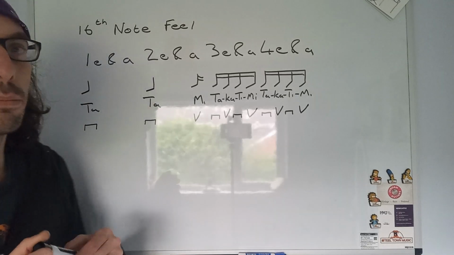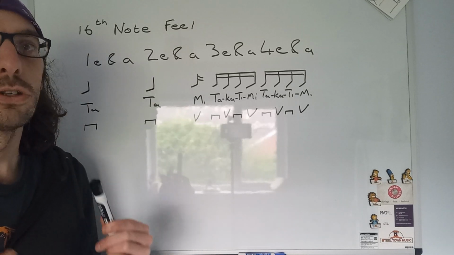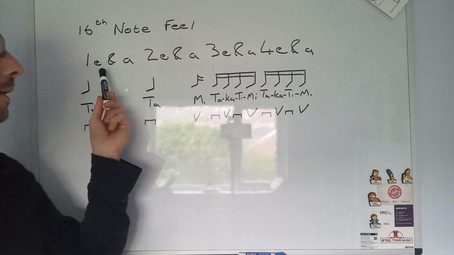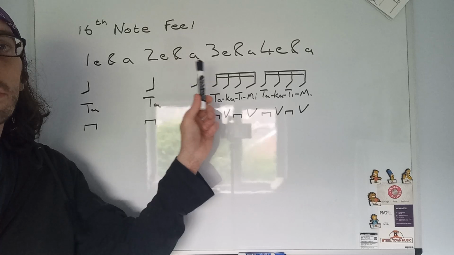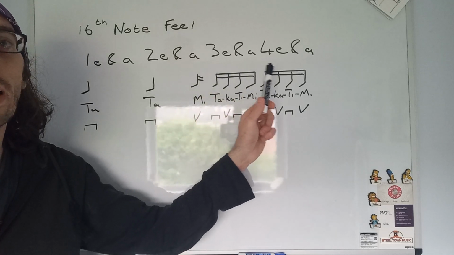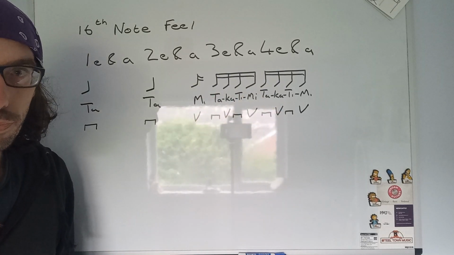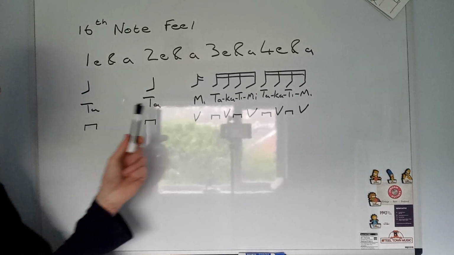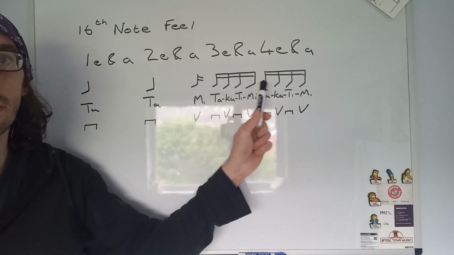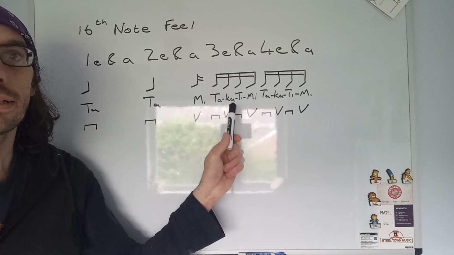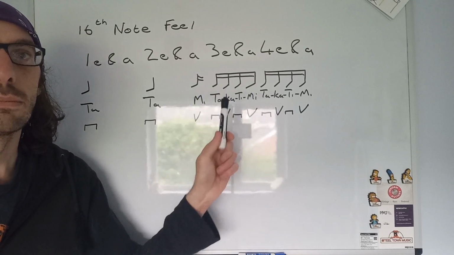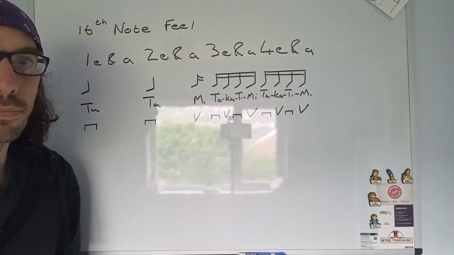This is usually symbolized by, rather than a 1 and 2 and 3 and approach, sometimes you may see it as 1 e and 2 e and 3 e and 4 e and. Or in a konnakol approach, taking these last 2 bars as an example, you may say takatimi, takatimi, takatimi, takatimi, takatimi, takatimi, takatimi.